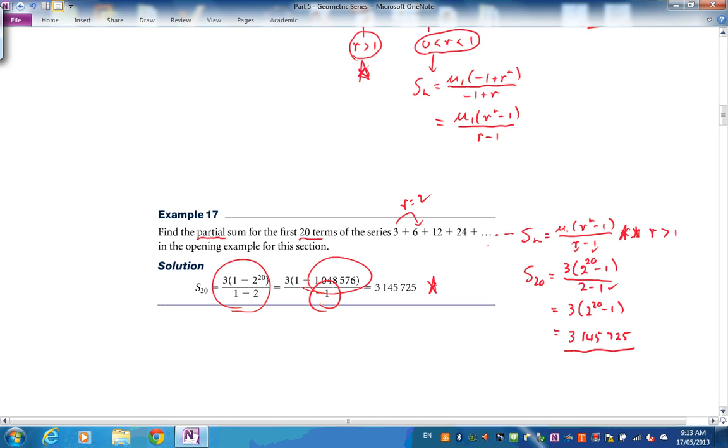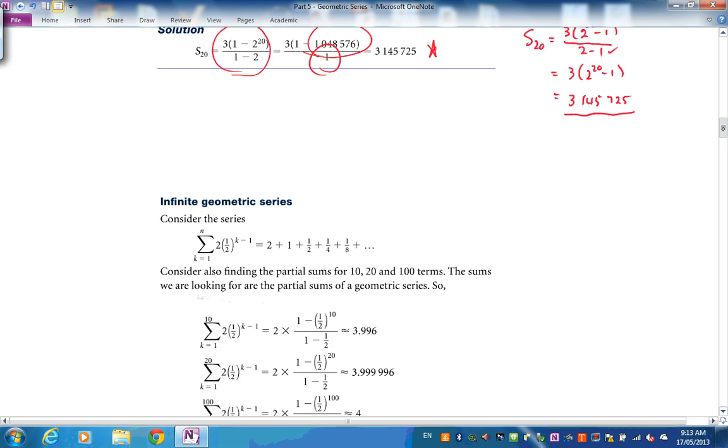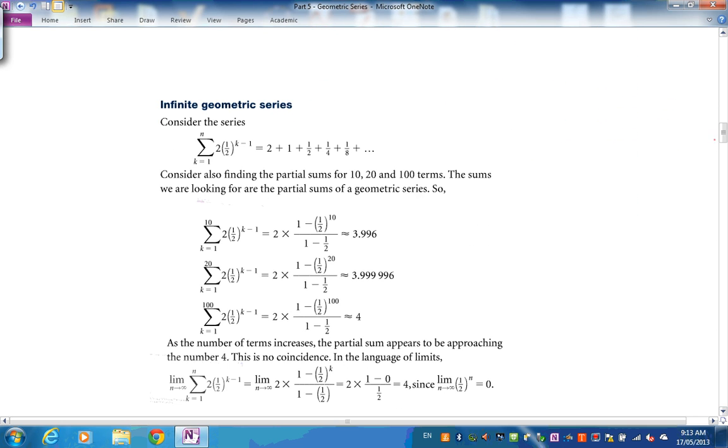Either formula, remember, works for any r. They are the same formula, because if you multiply top and bottom of the fraction in one formula by -1, you will get the other formula. Okay, let's come down and look at a bit of advancement on that idea.